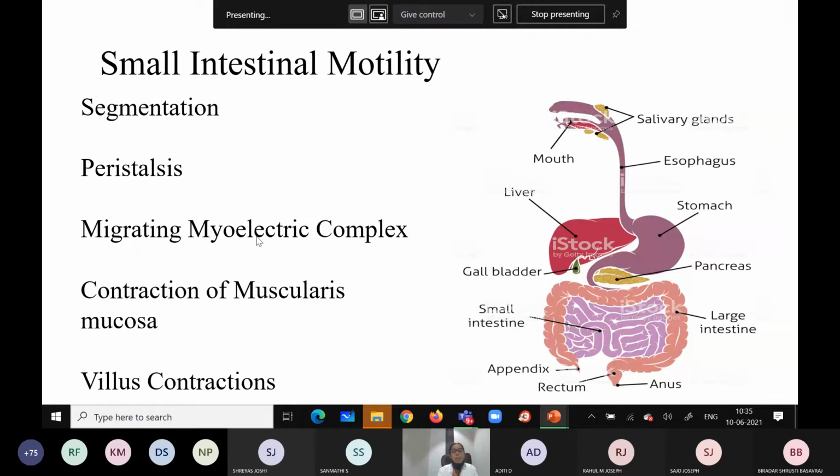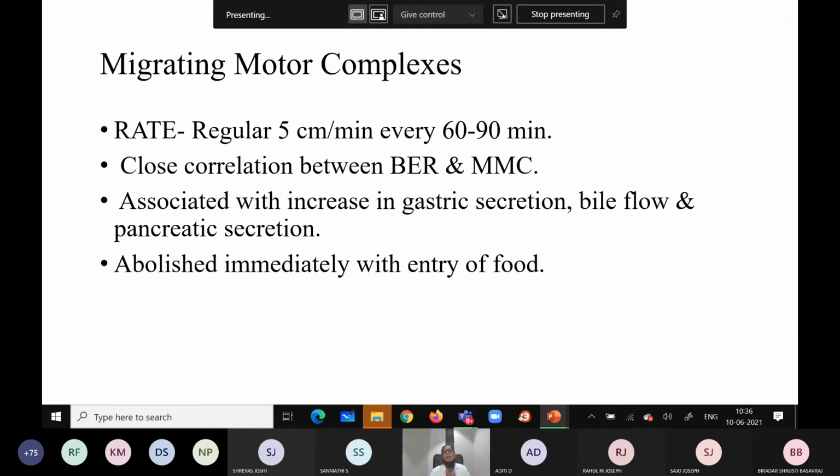As I told you, in the stomach they are the housekeepers of the GI tract. They help to remove whatever remains are there in the stomach and small intestine. Okay, so now the villus contraction. These villus contractions help whatever has been absorbed to reach the circulation. Okay, so these are the different movements of small intestine. So a little detail about these migrating motor complexes.